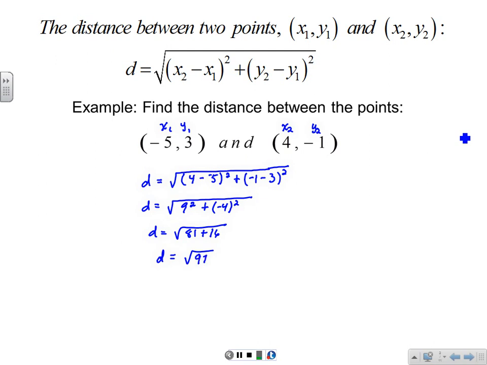And 97 is prime, so there's nothing that you can do with that. If you wanted to turn this into a decimal, you could, and you would get, we'll say, 9.85 units. But if you wanted to leave it as a square root of 97, that's fine. But if you come up with a radical, make sure it doesn't simplify, because if it does, I'll count off for not simplifying.